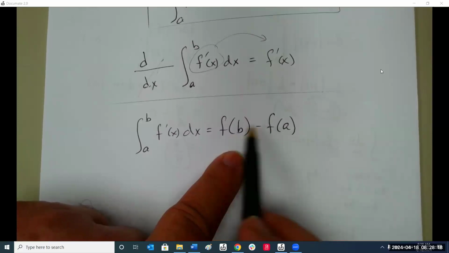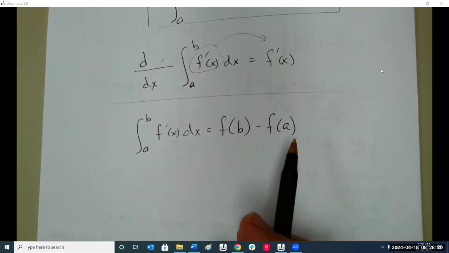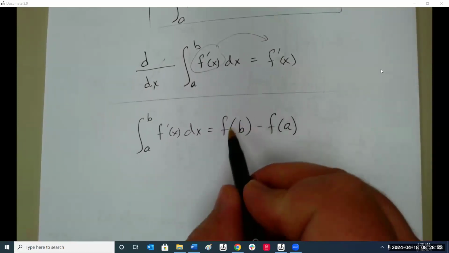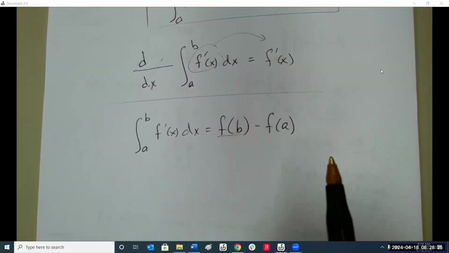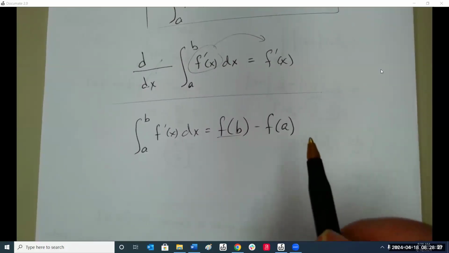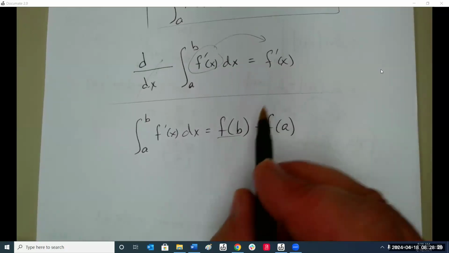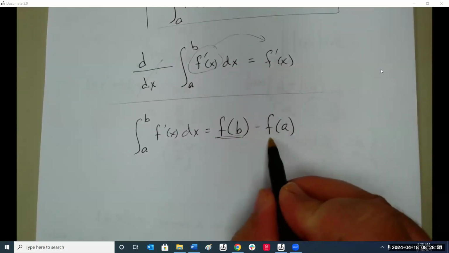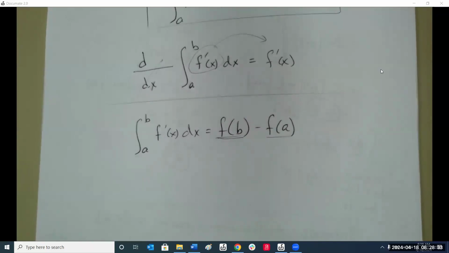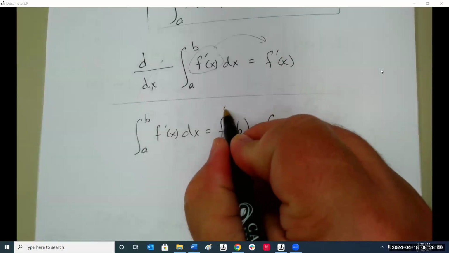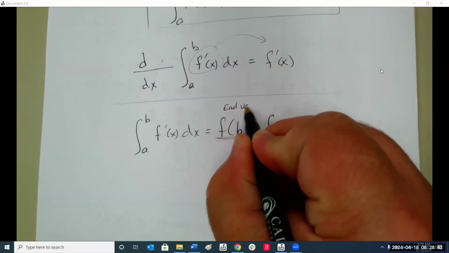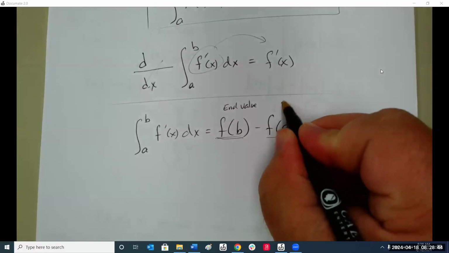Okay, but now when you subtract them, what do you get? The difference in height. What is f of b? The height of the rightmost. Yeah, so this is the rightmost height. This is the leftmost height. The subtraction of the two gives you the difference of the two heights. So this is the end value. This is the beginning value.